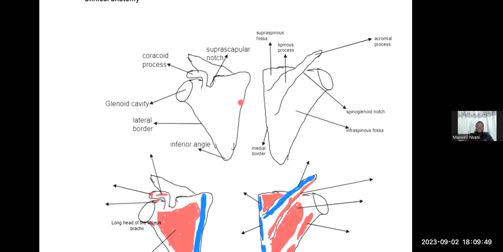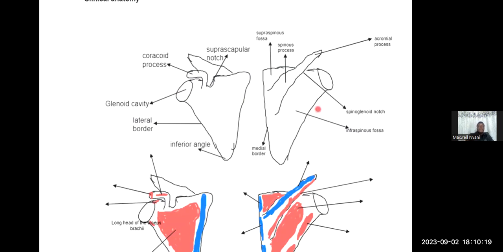Now let's talk about the angles. We have three angles, like I said: the superior angle right here, the inferior angle right here, and then the lateral angle which bears the glenoid cavity. The glenoid cavity is meant for articulation with the head of the humerus. So we're done with angles, borders, and surfaces.